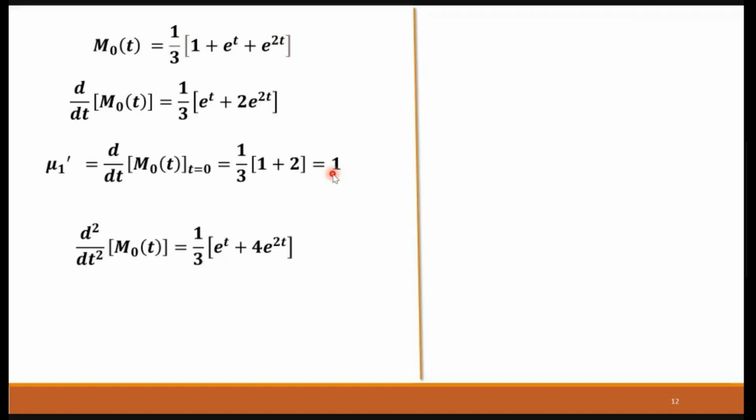Mu2 is equal to, this is mu2, actually variance is mu2 dash minus mu1 dash the whole square, which means we have to calculate mu2 dash. To calculate mu2 dash, we have to again differentiate this function with respect to t. So और एक बार differentiate किया तो we will get 4 e raised to 2t. Rest all the terms will remain the same. Again t को 0 put करेंगे तो answer आ जाएगा 1/3 into 1 plus 4, that is 5/3.